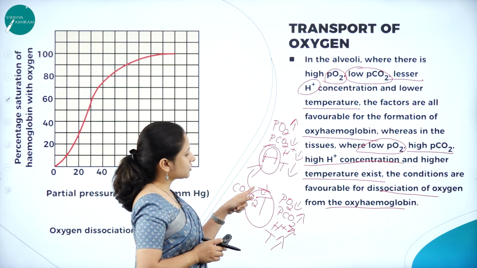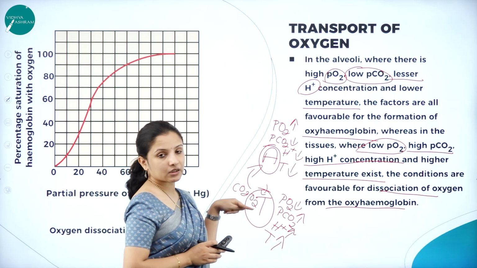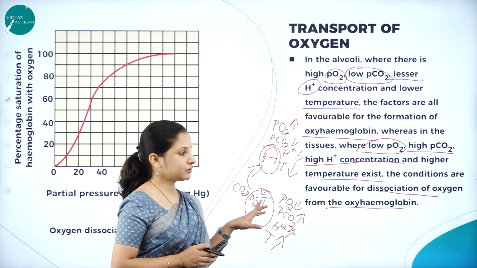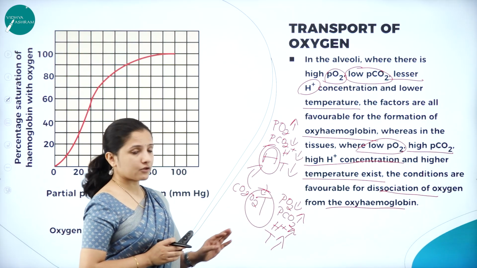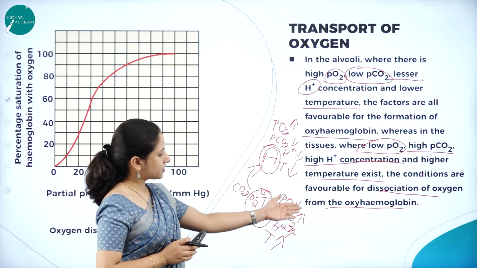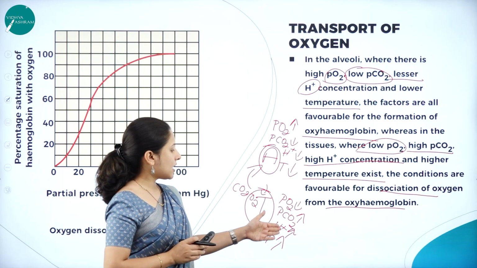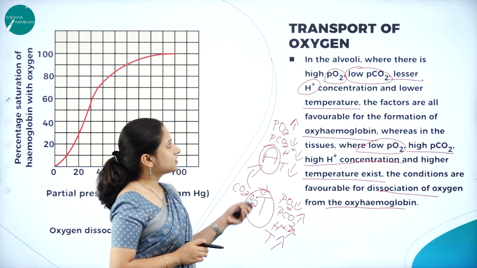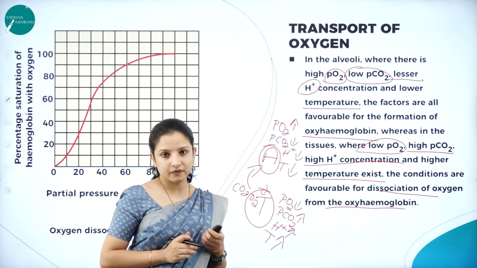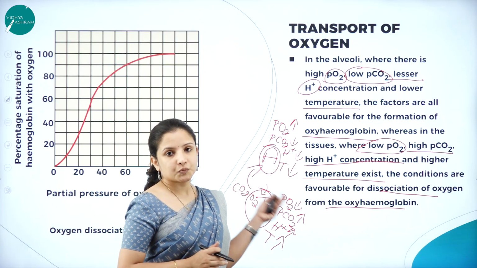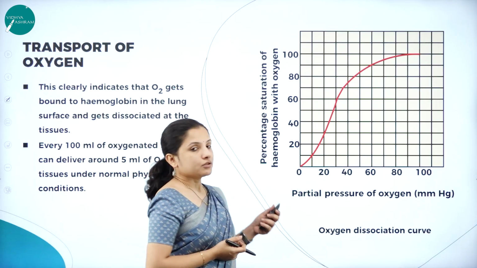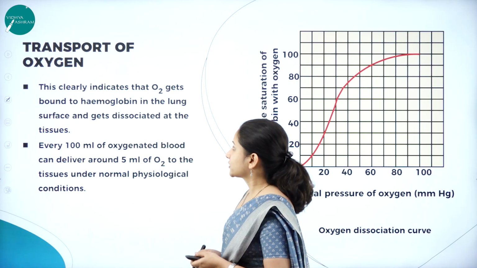Then only from the tissues, carbon dioxide can be taken and delivered back to the alveoli. So, if the diffusion of oxygen from the hemoglobin has to occur in the tissues, then partial pressure of oxygen should be less, partial pressure of carbon dioxide will be more, hydrogen ion is more, and temperature should also be more. So, this is how the transport of oxygen will occur, and this is how the exchange of gases actually occurs.